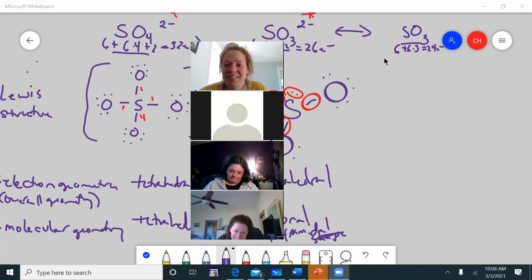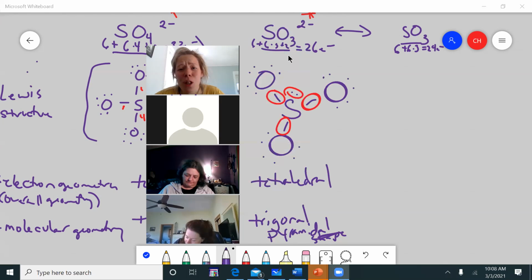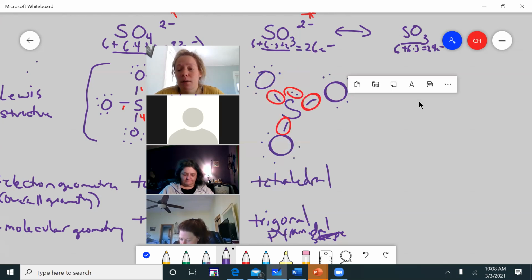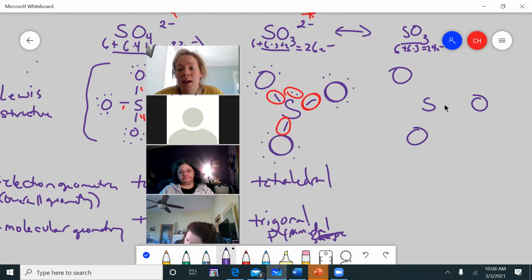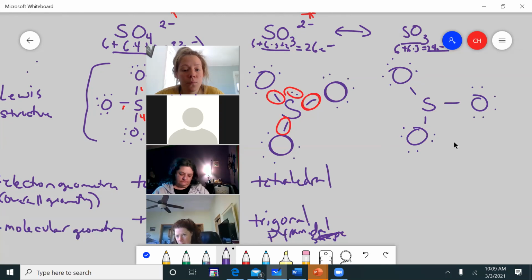All right, let's do this last one here. So SO3, it's so close to looking like SO3 2 minus, except it's got 24 electrons. So let's see what happens here. I put the sulfur in the center, oxygens on the sides. I stick it together. I make the outer guys happy first. So I'm going to add 6 electrons to each of these. And right now there are 24 electrons on the board. So I've met that number.